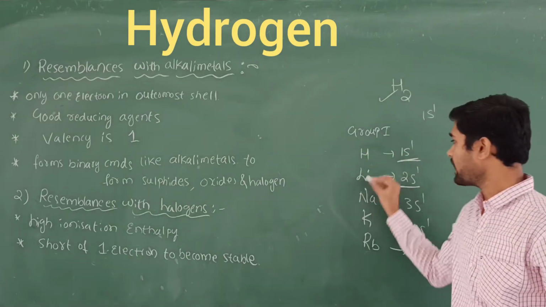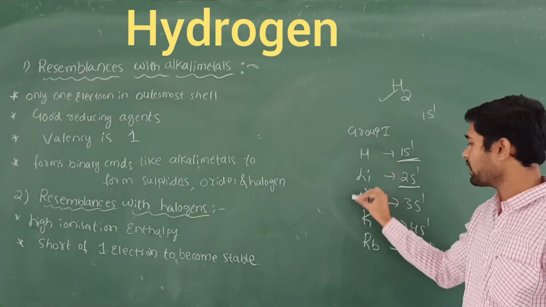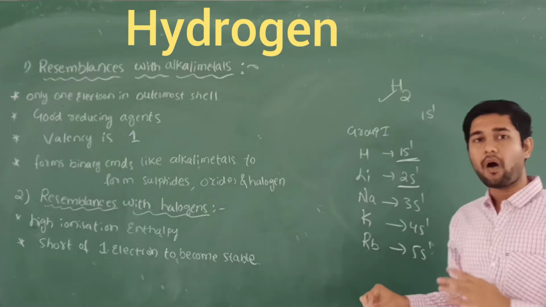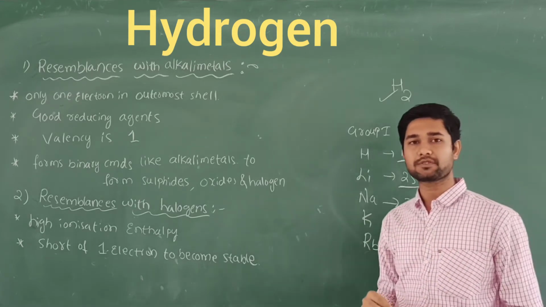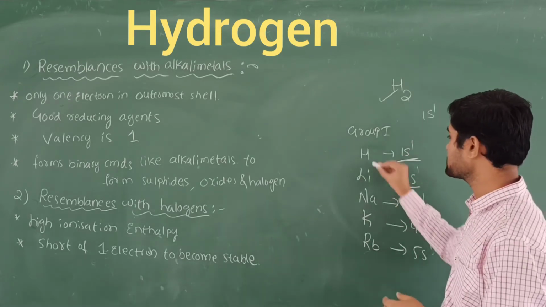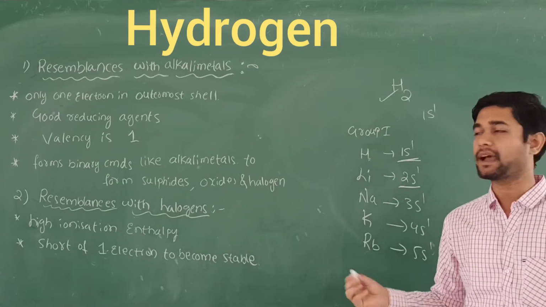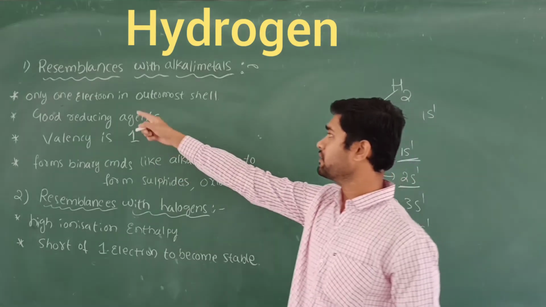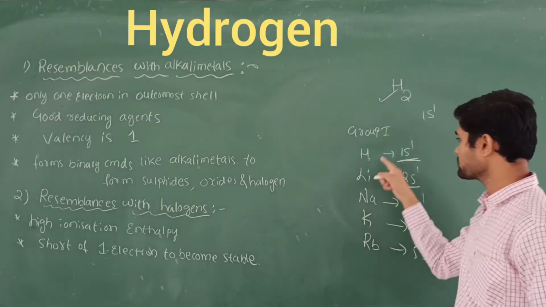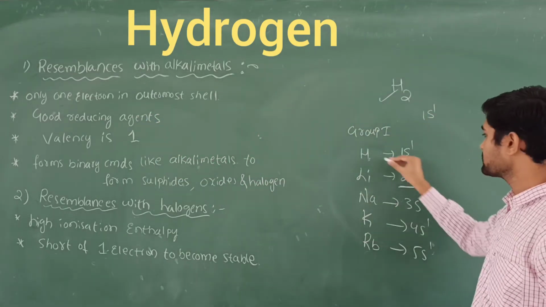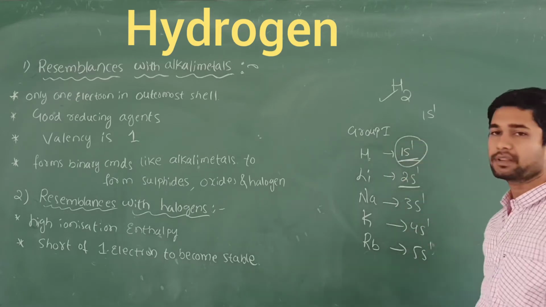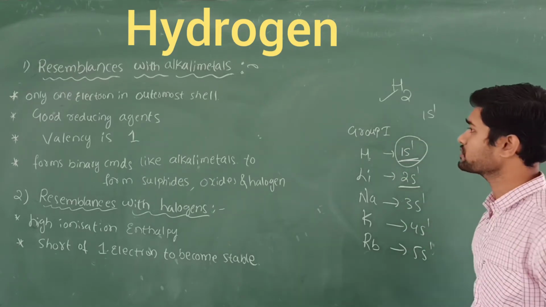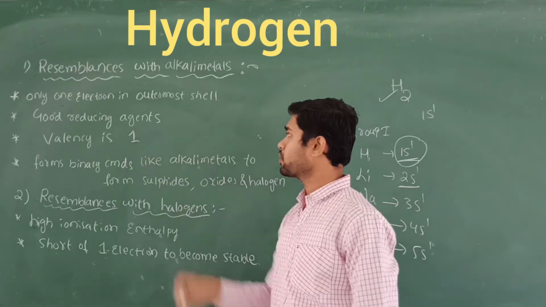So hydrogen resembles the alkali metals, and in group 1 all the elements are metals except hydrogen, because hydrogen is a gas. Let's take the resemblance with the alkali metals: only one electron in the outermost shell. Like all the group 1 elements, hydrogen also has only one electron in the outermost shell, and they act as good reducing agents.